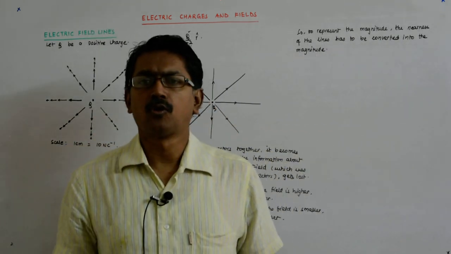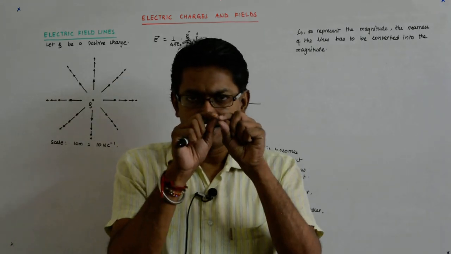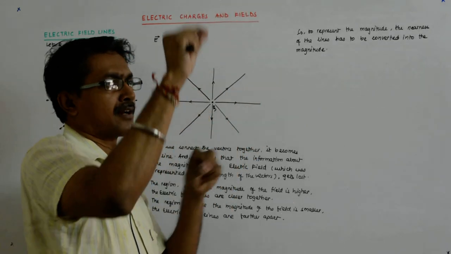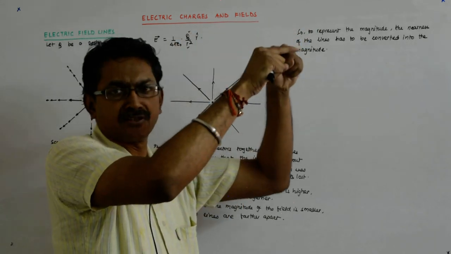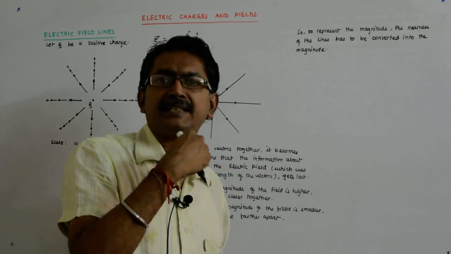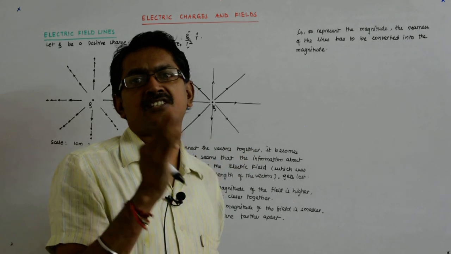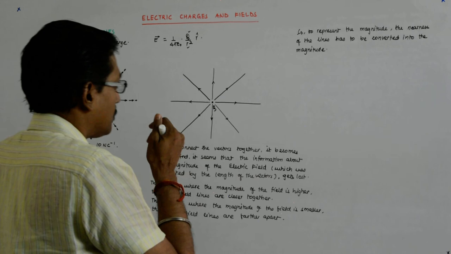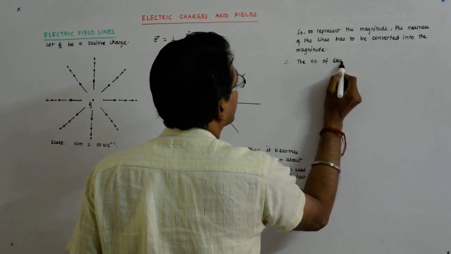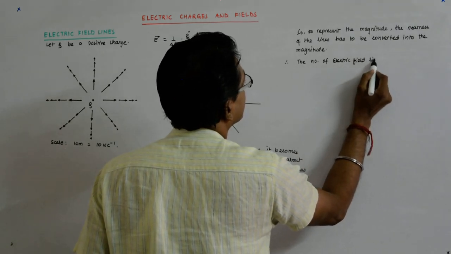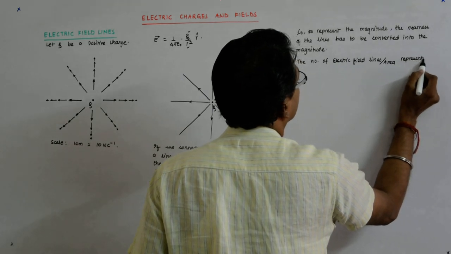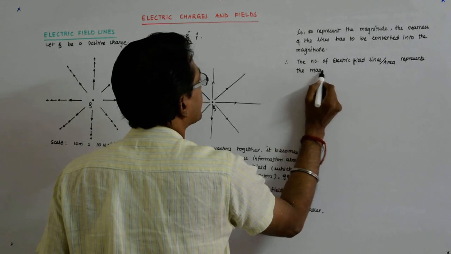Okay. So what do we do? We say in 1 meter square area, okay? So this is a charge. It has got a 3D orientation. So there are electric field lines moving everywhere. And I take 1 meter square area at a particular distance. And I say at this distance, if so many lines pass through this area, then it represents such and such magnitude. We understand? Therefore, the number of electric field lines per unit area represents the magnitude of the electric field.